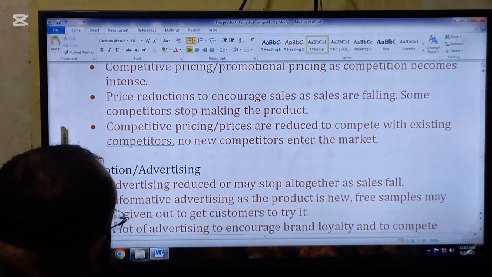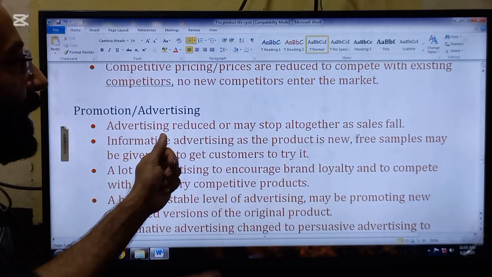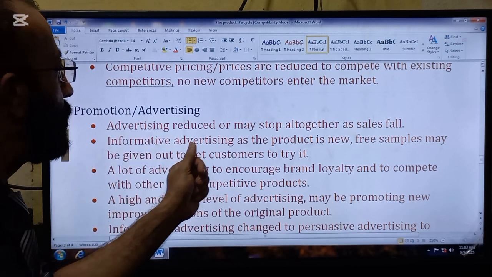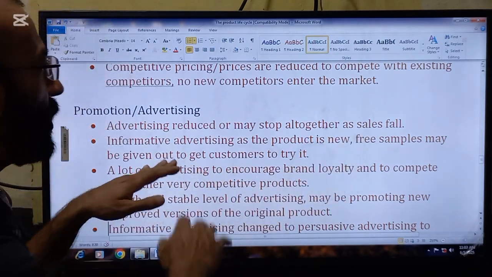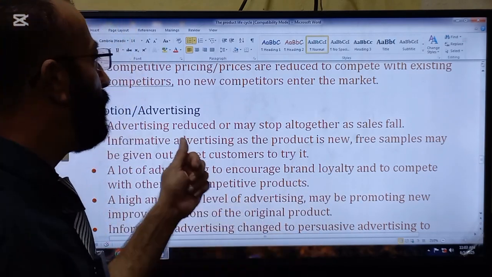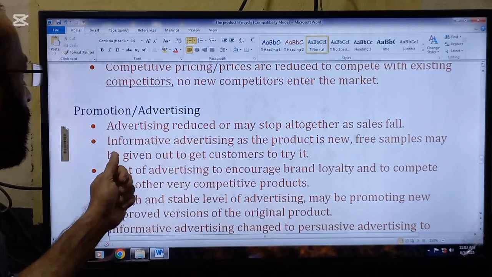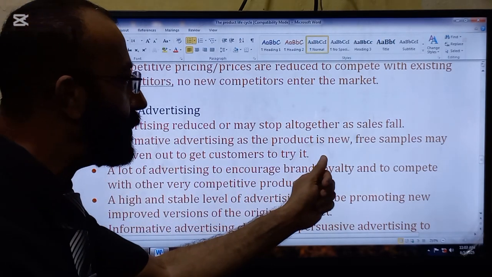Next, we are going to read the topic promotion or advertising in the life cycle. First stage will be advertising reduced or may stop altogether as sales fall. So this will be the very first stage because your product is not selling. So you will advertise very little. After that, informative advertising as the product is new.